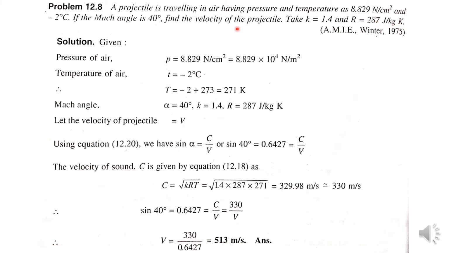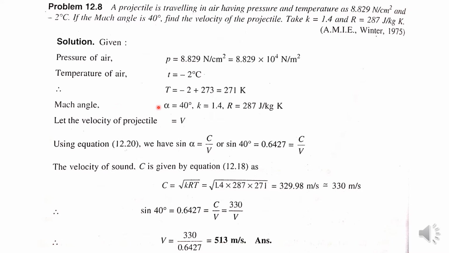It has asked us to calculate the velocity of the projectile, that means velocity V. The pressure of the air is given in Newton per square centimeter, so we have converted it to Newton per meter square. Temperature is given as minus 2 degrees centigrade, which we converted to Kelvin by adding 273, so temperature is 271 Kelvin.